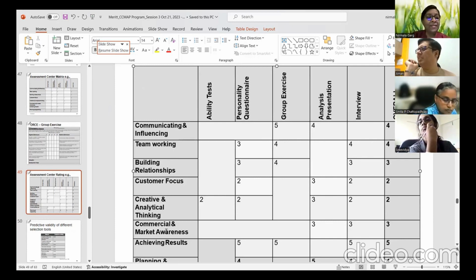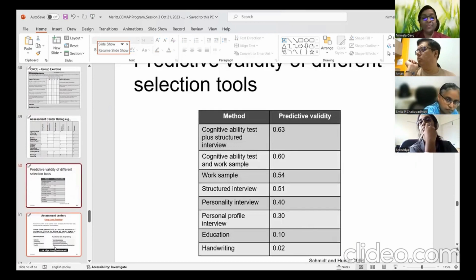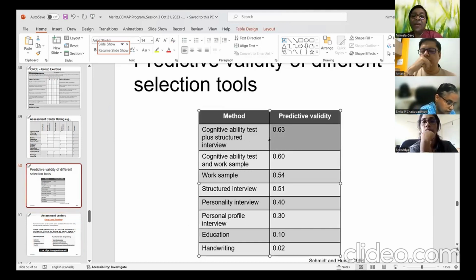Now, somebody asked, why is the assessment center highly predictable and validated? Because research has shown that structured interviews, cognitive ability tests, etc., have a predictive validity like this. But the highest predictive validity for selecting a candidate, promoting, or using it for whatever purpose is the assessment center. Okay.